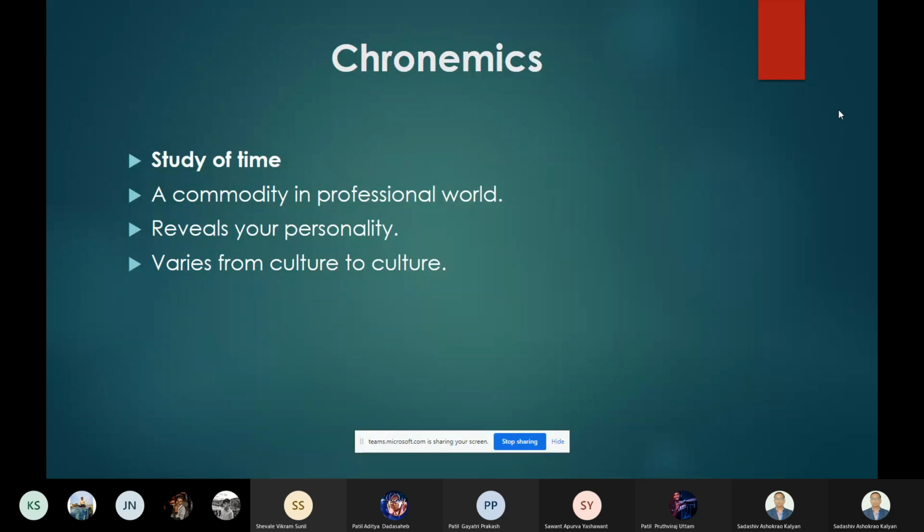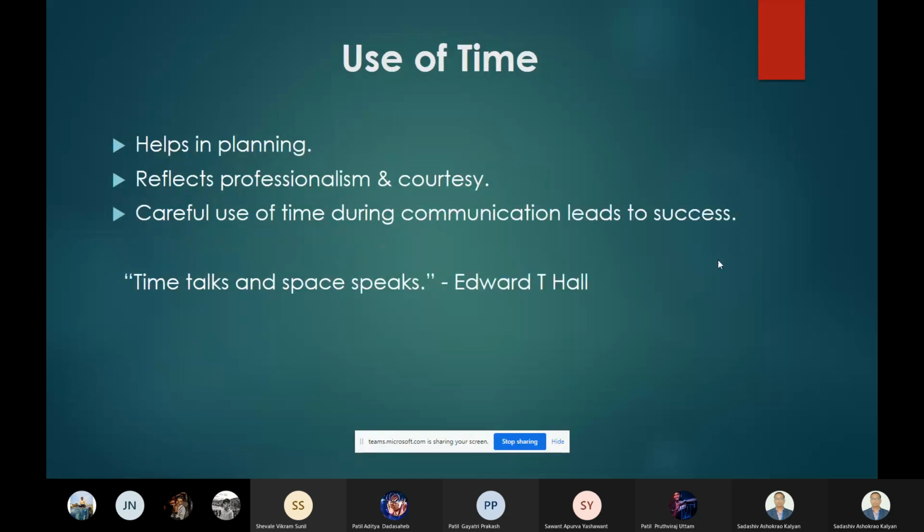Successful people can be industrialists, entrepreneurs, politicians, or cricket players. Why were they successful? Because they utilized their time in a very proper way. That's why it also shows our personality. And like the concept of proxemics, the concept of time also changes from culture to culture.